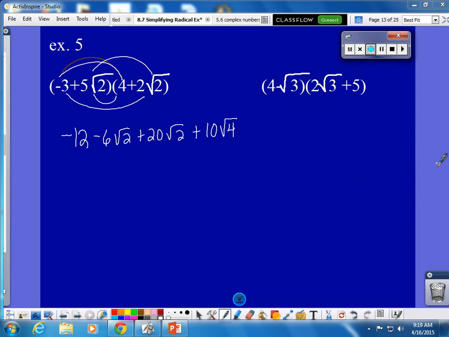So when we're multiplying two binomials, we use the FOIL method: first, outer, inner, last. This can be simplified because what is the square root of 4? 2. These can be combined because they are like radical expressions. So see if you can simplify that.